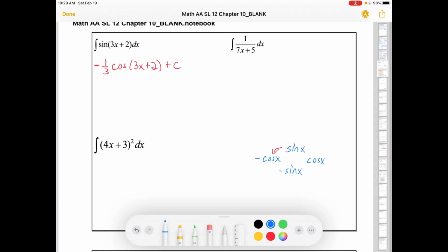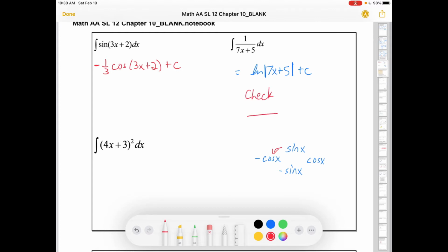Let's try another one. It's got something on the bottom, so I think that it's going to turn into ln of 7x plus 5. Or maybe I should write that as absolute value of 7x plus 5 if I really want to get specific about it. Plus c. And now I'm going to check.